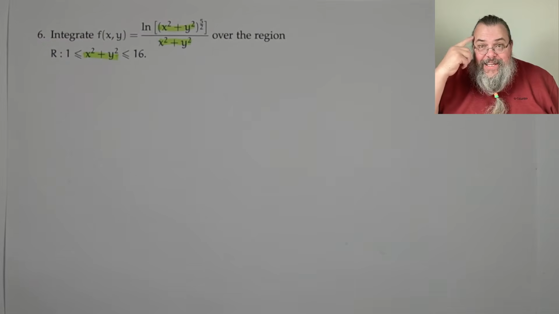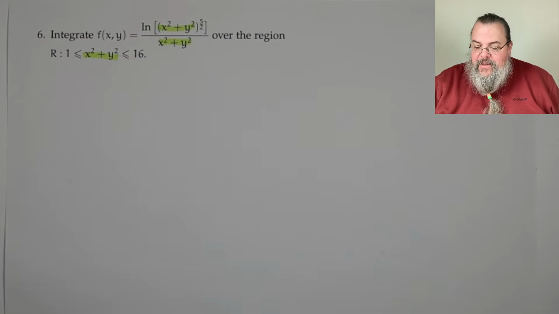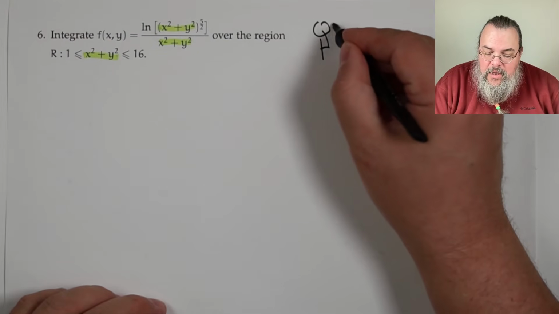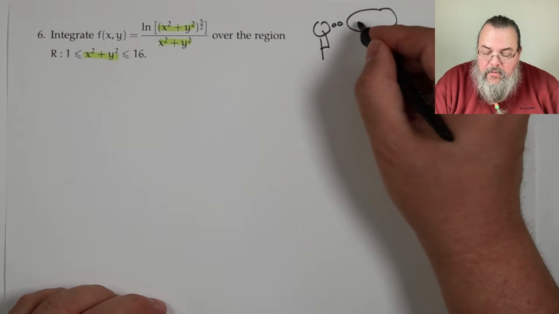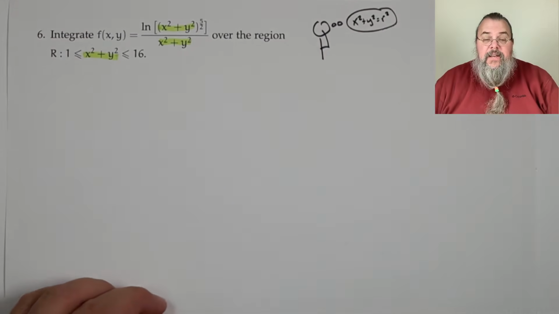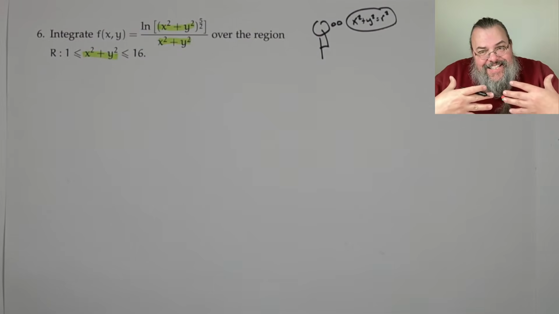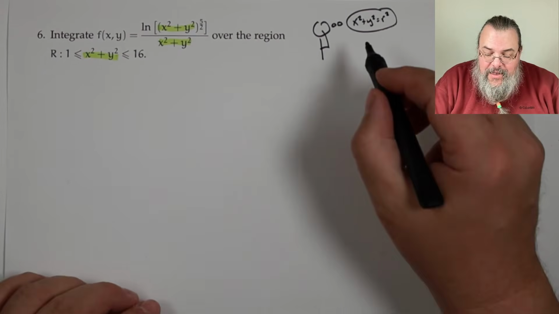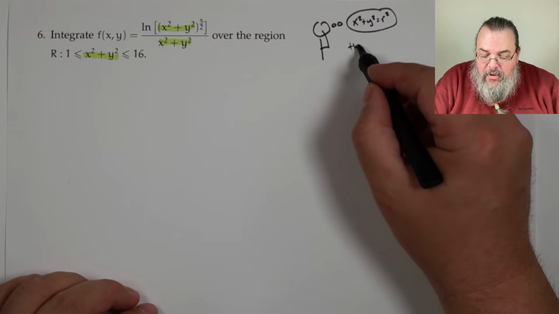Well, when you see x squared plus y squared, you say, hey, wait a second, that should ring a bell. We know that x squared plus y squared equals r squared. So this is kind of trying to signal to you that you should be thinking of polar. And all right, so we're going to think polar.